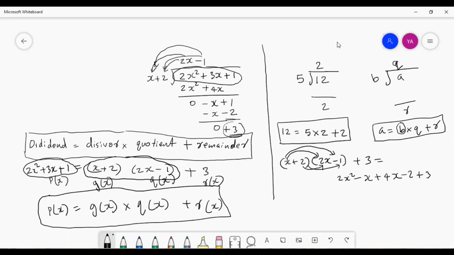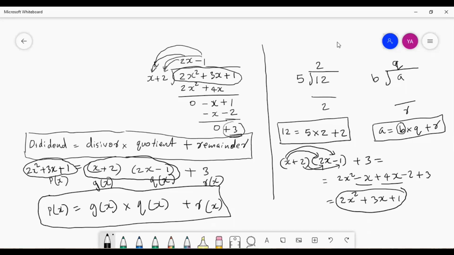Now add like terms. Next step: 2x square, there is no other 2x square term. Then there are 2 x terms, so add them: minus x plus 4x is 3x. Then add the constant terms: minus 2 plus 3 is plus 1. This is our dividend, right? So if you multiply the quotient and the divisor and then add the remainder, you will get the dividend.